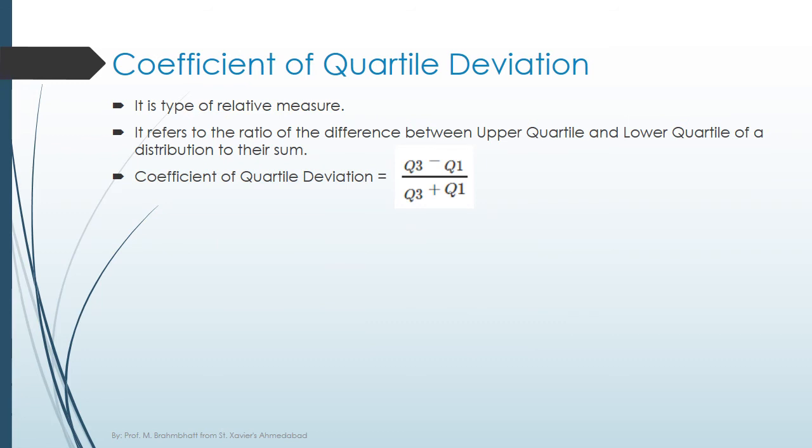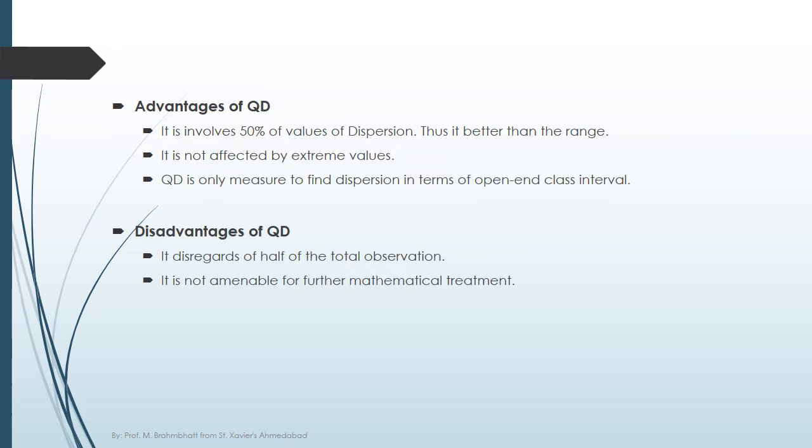The coefficient of quartile deviation is a type of relative measure. It refers to the ratio of the difference between the upper quartile and the lower quartile of the distribution to their sum. So the coefficient of quartile deviation is equal to (Q3 minus Q1) divided by (Q1 plus Q3).